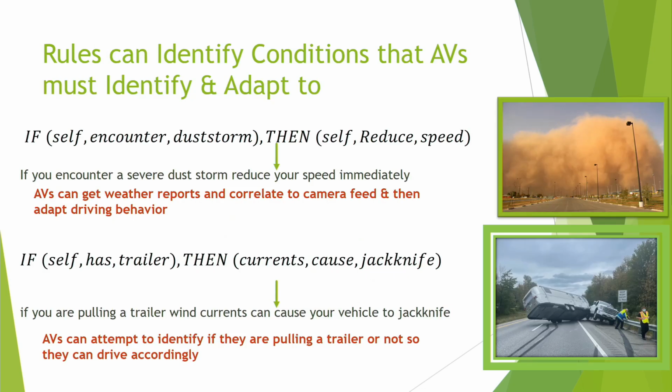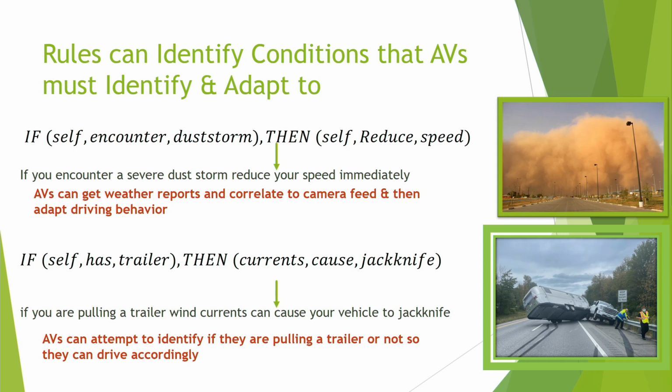These rules can identify conditions that AVs can identify and must react to. For example, consider this rule regarding a dust storm. Knowing this rule, an AV can react by using weather reports and adjusting its behavior to drive properly, for example turning on the headlights, or, if the dust storm is too dense, stopping the driving altogether and going to the shoulder of the road.